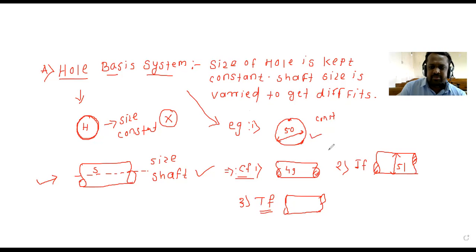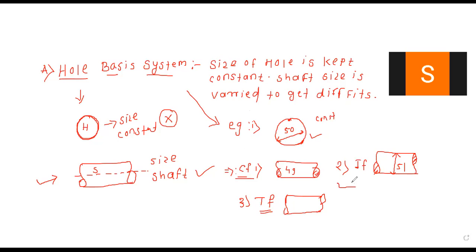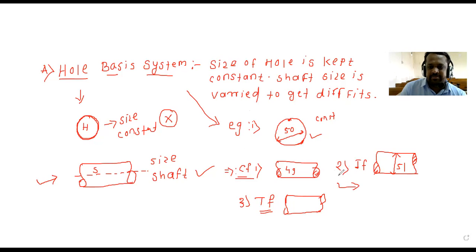whether we changed the size of the hole here, even once. We just varied the sizes of the shaft, not the hole. Only the size of the shaft is varied and we have kept the size of the hole constant. This system is called the hole basis system. Understood?